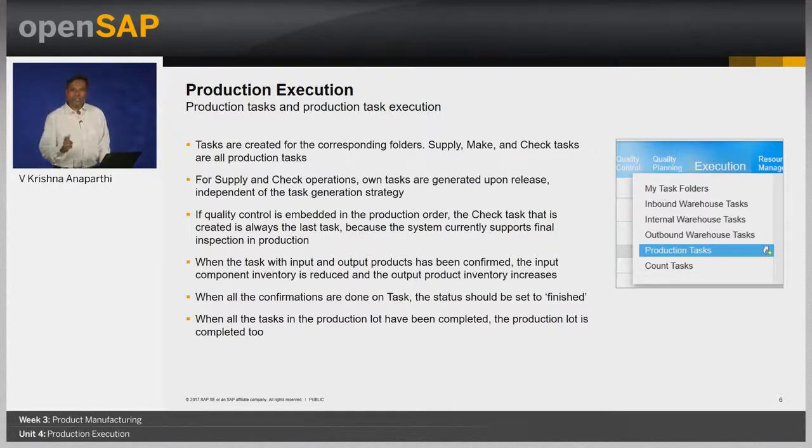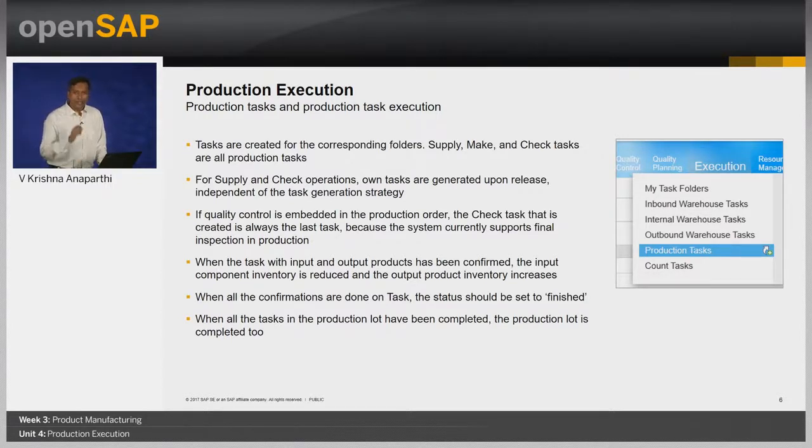For supply and the check operations, own tasks are generated upon release independent of the task generation strategy. If the quality control is embedded in the production order, the check task will be created and this task will always be the last task because the system currently supports final inspection in the production process.